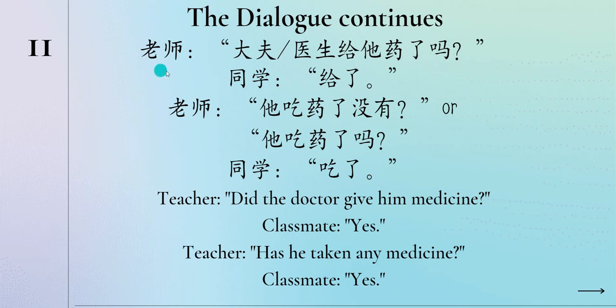Here you can see 老师 means teacher, 大夫 or 医生 doctor. So 给他药了吗? Did the doctor give him medicine, give Harry medicine? So the classmate says yes, given. 给了 means given. Okay, teacher, 他吃药了没有? Or 他吃药了吗? Has he taken any medicine? 同学吃了, yes, he took medicine. He took medicine, or he has taken medicines, or he has eaten medicines.